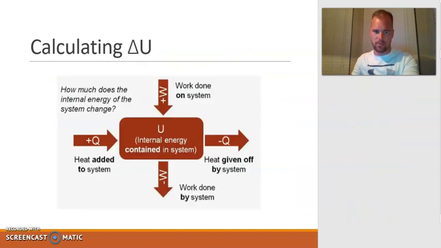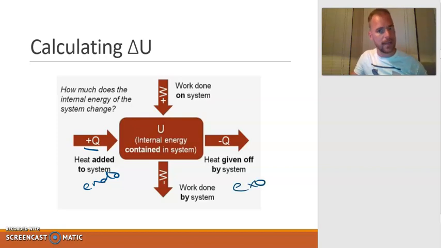Let's do some practice problems. This right here is just a simple image of what I just explained. So first of all, with heat, which is Q, if heat is added to the system, remember that's endothermic, Q is going to be positive. If heat is given off, which is exothermic, Q is going to be negative. And then if work is done on the system, work is positive, but if work is done by the system, that's going to be negative. So you can come back to this slide if you need to.